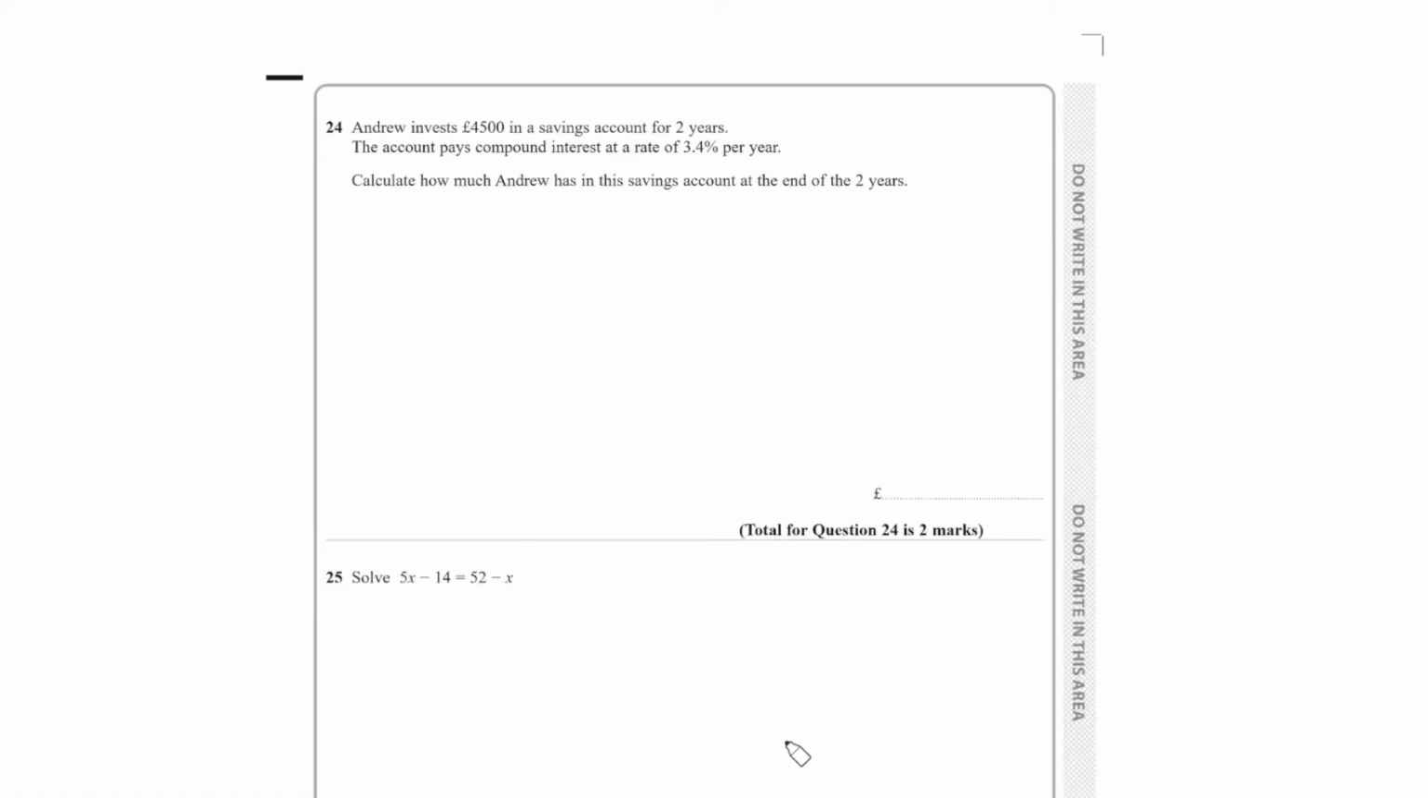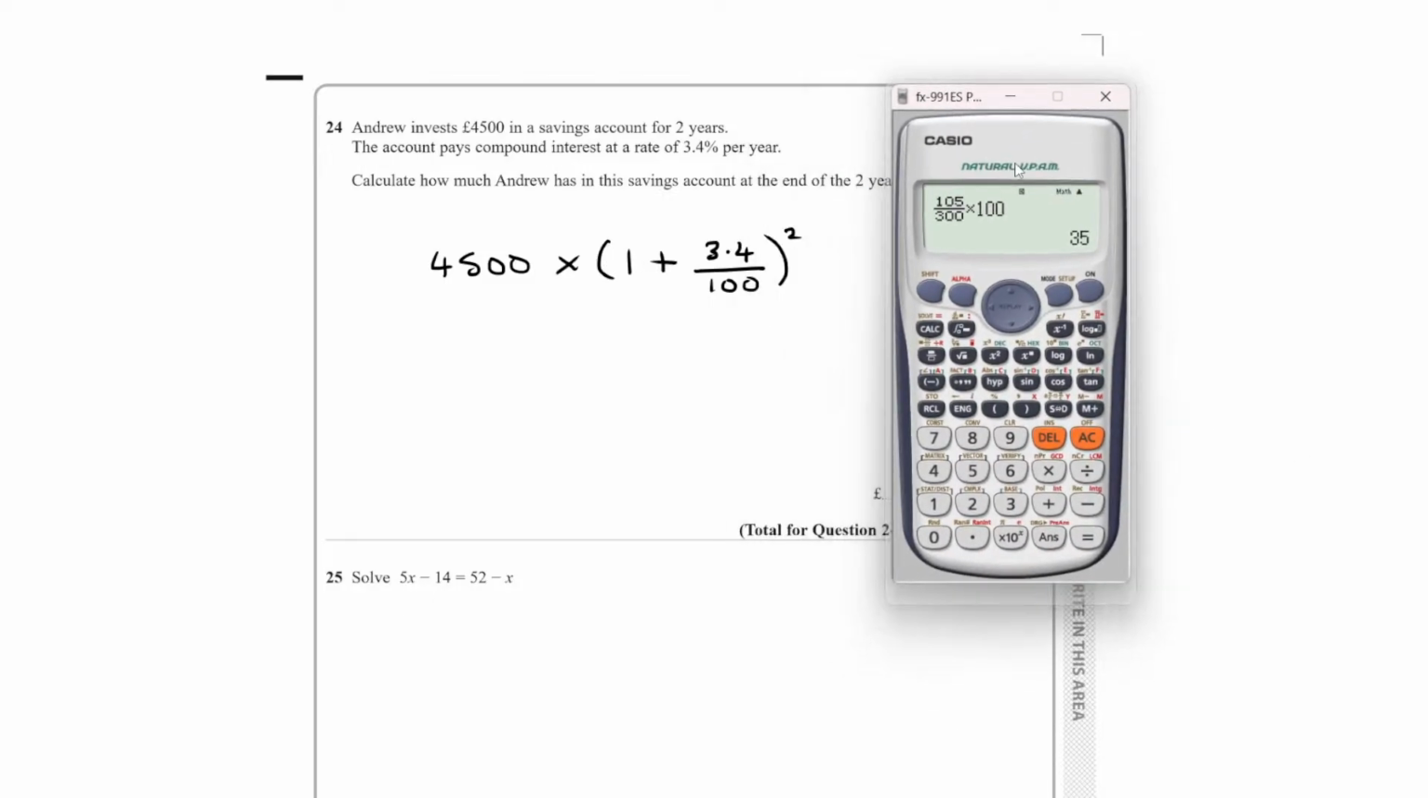Question 24. Andrew invests $4,500 in a savings account for 2 years. The account pays compound interest at a rate of 3.4% per year. Calculate how much Andrew has in his savings account at the end of 2 years. So this is actually an equation on your formula sheet, so you can copy that across. You do the principal amount, or the starting value, so that's obviously his 4,500, isn't it? Times by 1 plus your percentage rate, which is 3.4 over 100. And then to the power of the time, which is 2 years, so that'd be squared. And then all you have to do is just type that in.